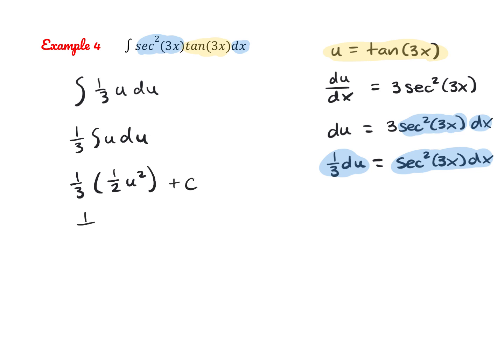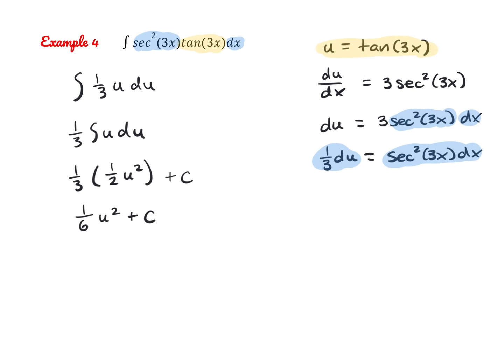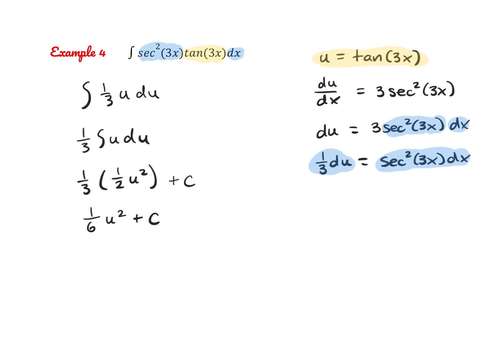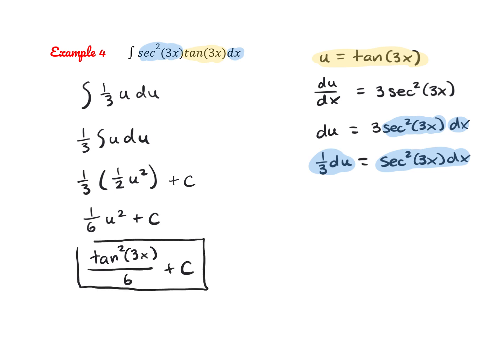So that gives us 1/6 u squared plus c, and then the last thing we need to do is just substitute back in for u right here. So it becomes tangent squared of 3x over 6 plus c. So you can see in cases like this, when you solve for du, if you have that extra constant, that's okay. You can divide it to the other side and substitute it in to replace the rest of your integrand.